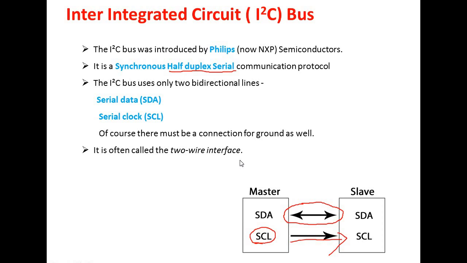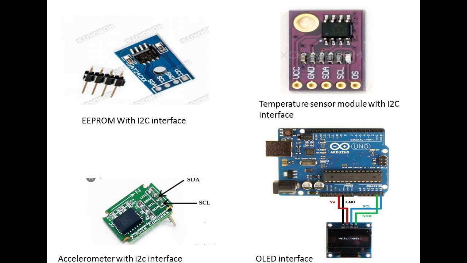And coming here, you can see some peripherals which use the I2C interface for communicating with other devices. The first one is EEPROM, electrically erasable programmable read-only memory. See here, it is using SDA and SCL lines, serial data and serial clock. That is, it is using the I2C interface for communication. Next, the temperature sensor module, which is used to measure the temperature. It is also using the I2C interface. See here, SDA and SCL, serial data and serial clock lines.